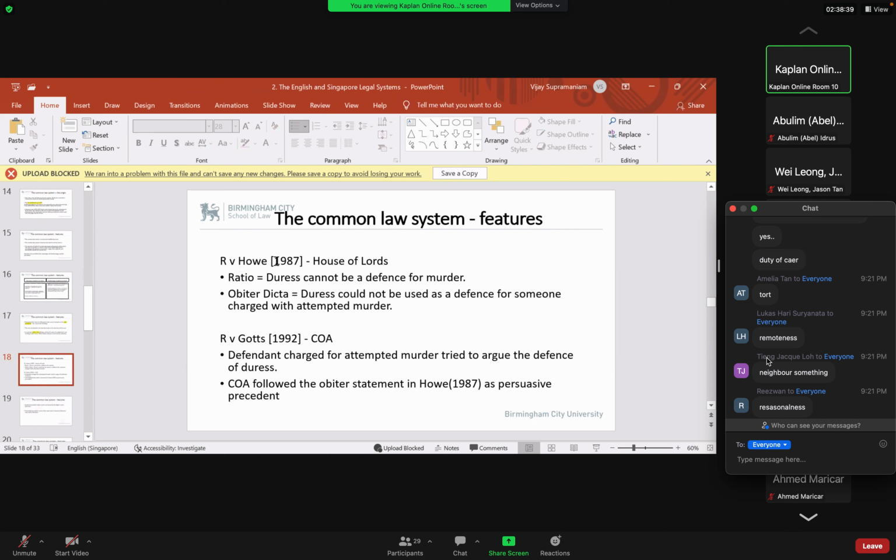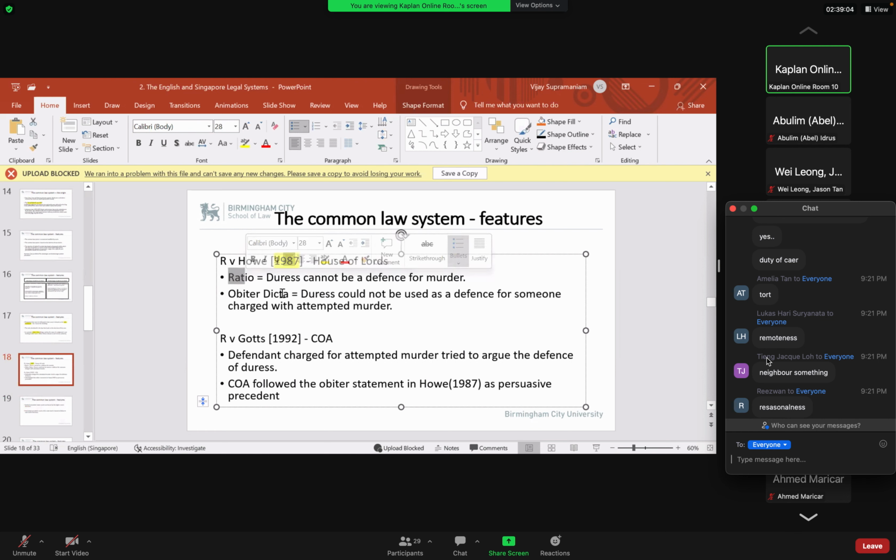Let's look at the first case, which was decided in 1987. That time it was the House of Lords. Today it is known as the UK Supreme Court. The name of the court has been changed. So in this case, it was a case in relation to murder. The ratio of this case.